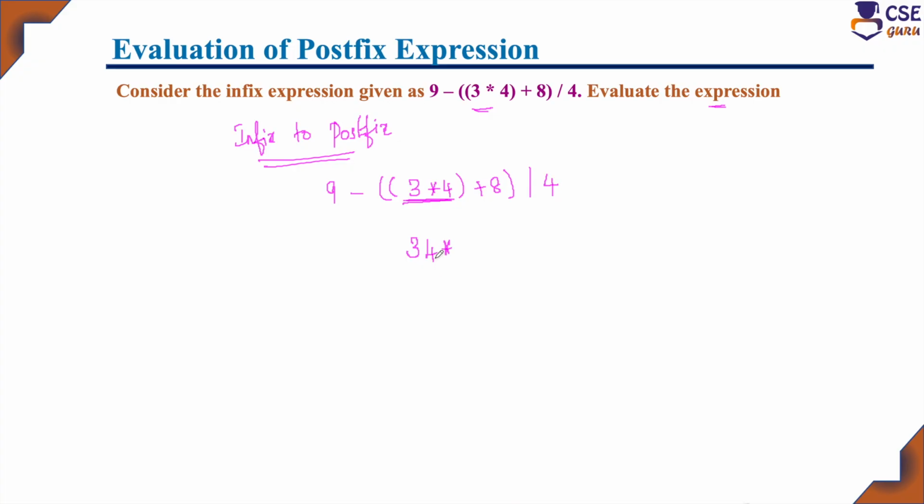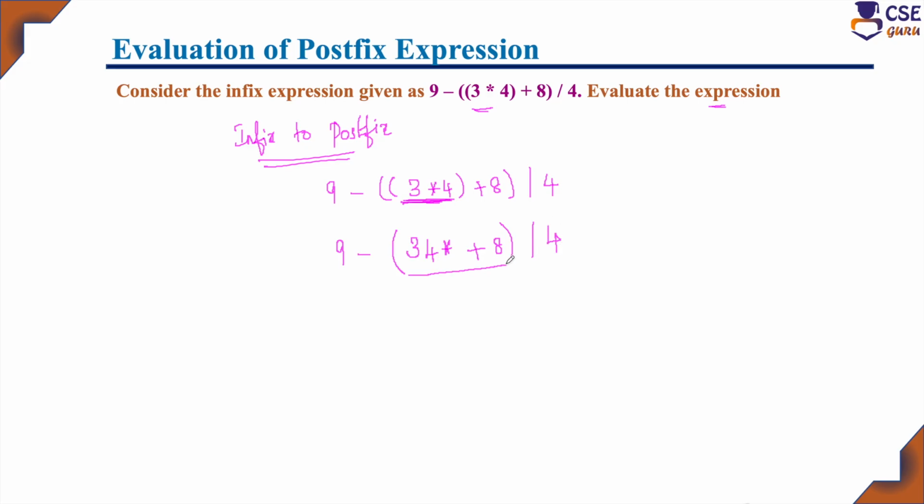So what do you mean by postfix expression? The expression will consist of operands first, and next comes the operator. First operand, second operand, then the operator. So here the remaining is as it is, 9 minus, and an open parenthesis will be there because we have converted the innermost open and closed parenthesis. Whatever is within this, we have converted. So now this is 3, 4 star plus 8 closed parenthesis divided by 4.